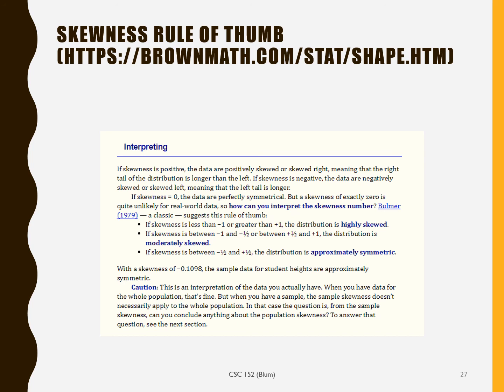But if the absolute value of the skewness is less than 1/2, then we can say it's pretty close to symmetric. If the absolute value of the skewness is between 1/2 and 1, we might say that it's moderately skewed. And if the absolute value of the skewness is greater than 1, we would say that it was highly skewed.